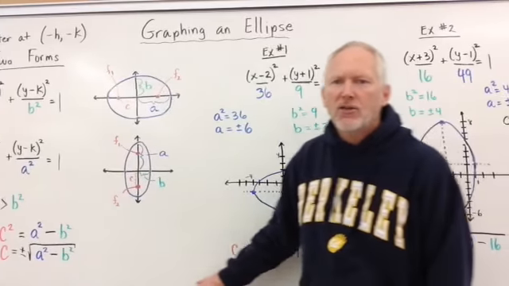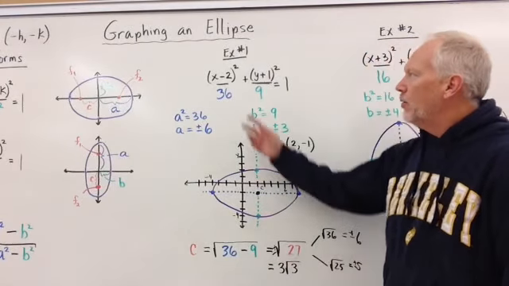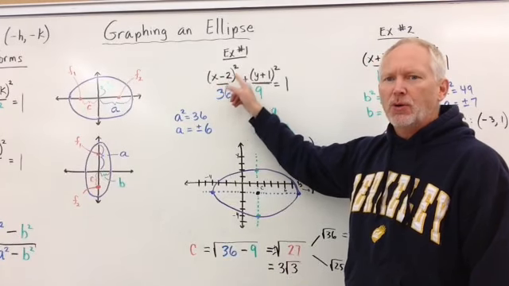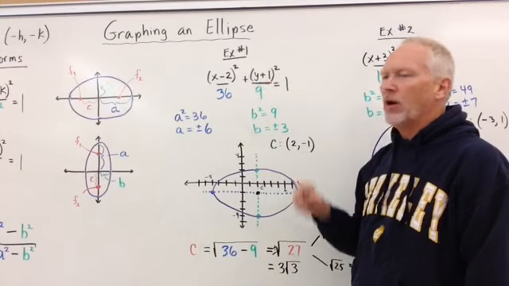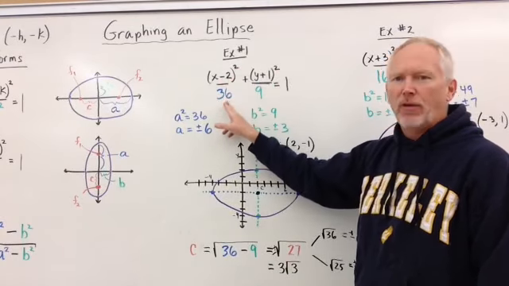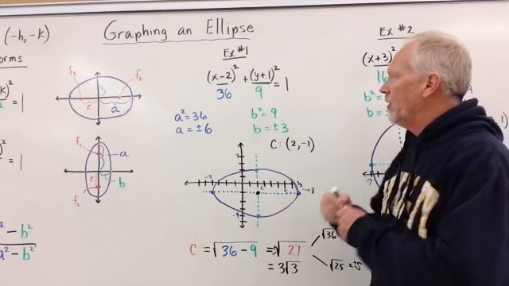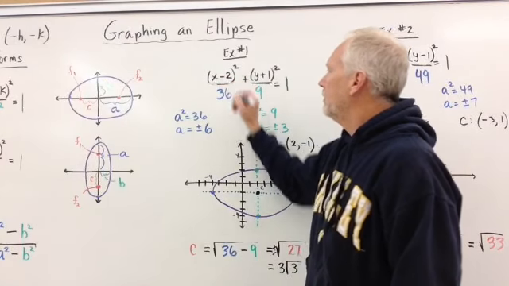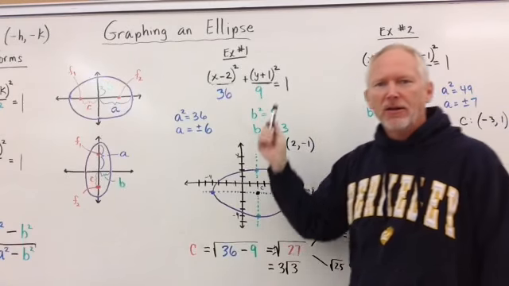All right, let's take a look at an example here of what we're dealing with. So we're given example number 1, x minus 2 quantity squared plus y plus 1 quantity squared. So the x minus 2 quantity squared is over 36. And I guess I could make that line a little bit longer here so we know that's being divided there. All right. So when we get y plus 1 squared over 9, okay.